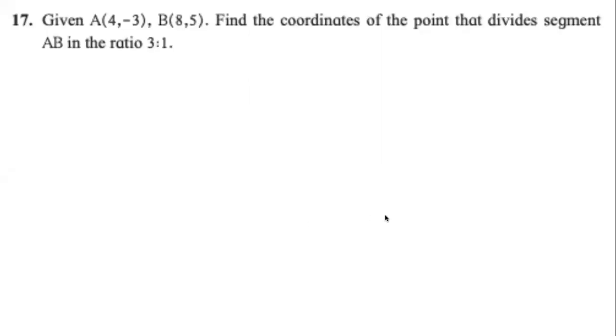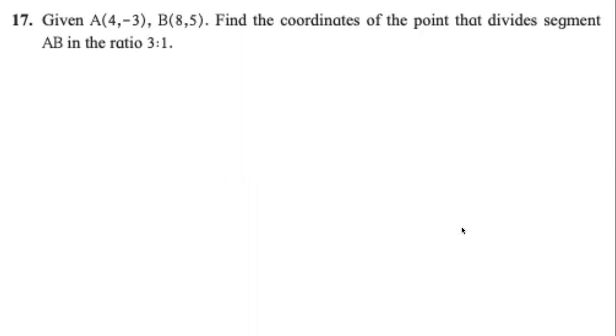Number 70. 2 points are given, A and B. A is 4, -3 and B is 8, 5. Find the coordinates of the point that divides the segment AB in the ratio 3:1. Told you in the beginning, in this exercise, questions are not in the order of difficulty. This is a direct question.